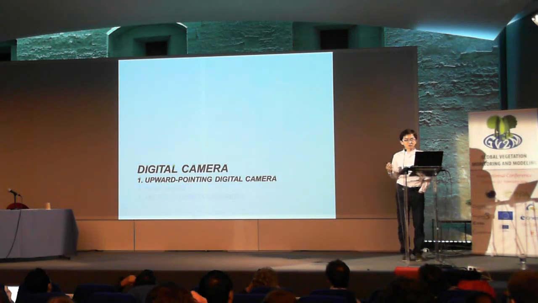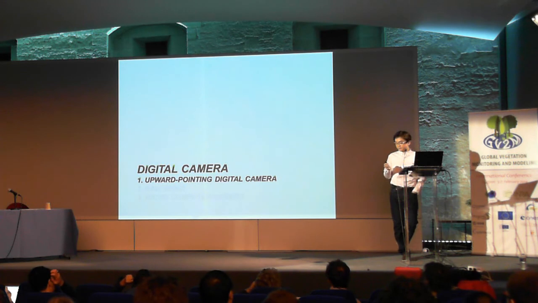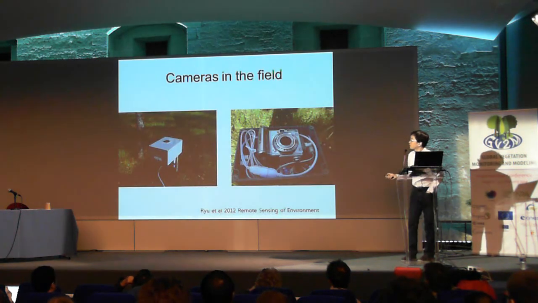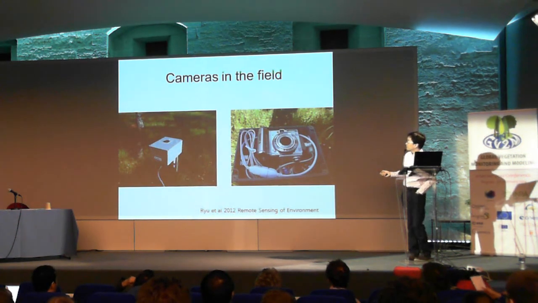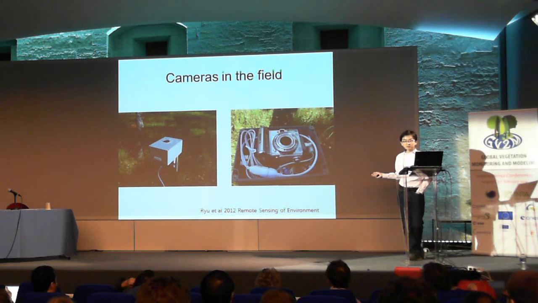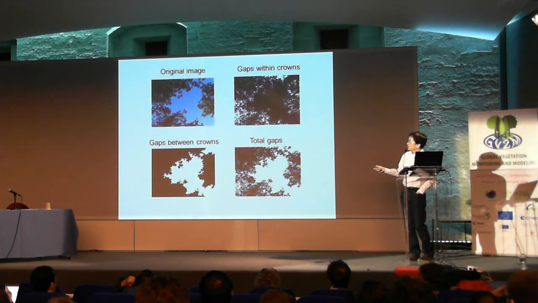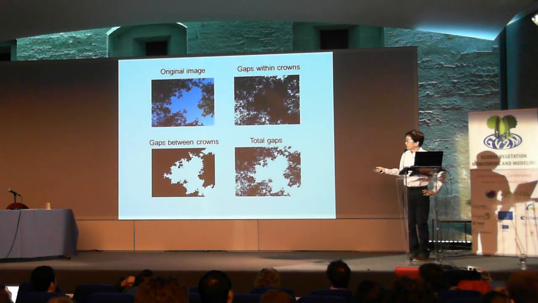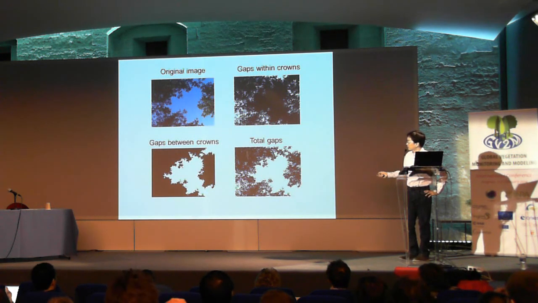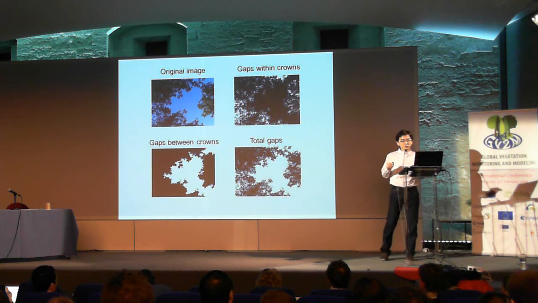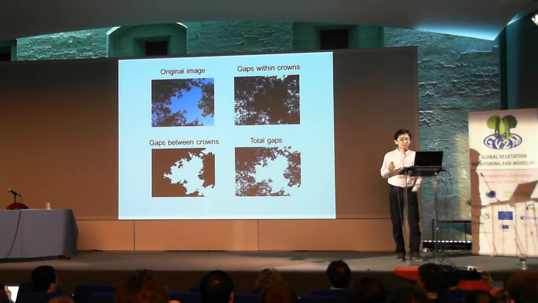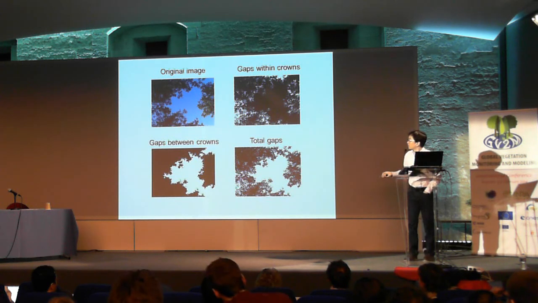So now, my second toy for near-surface image sensing is the camera. So here is one example, the digital camera in the field. It is very cheap, $100. Just take a photo and after some image processing, then quantify the total gaps, then separate the gaps within crowns or between crowns. So by separating the gaps within crowns or between crowns, it is possible to quantify the clumping index.